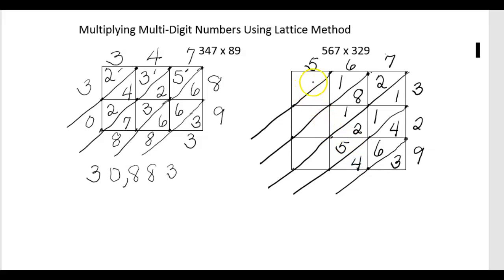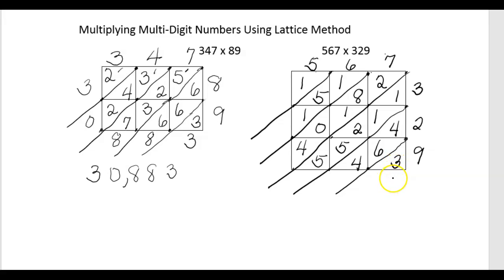Let's move on to this box. The top number is a 5. The side number is a 3. If I would multiply 5 and 3, that gives me 15. So 1, 5. 5 times 2 is 10. So 1, 0. And finally, on this box, I would be multiplying 5 and 9. 5 on the top, 9 at the side, and that gives me 45. So 4, 5. And then we add all the numbers on the same diagonal.